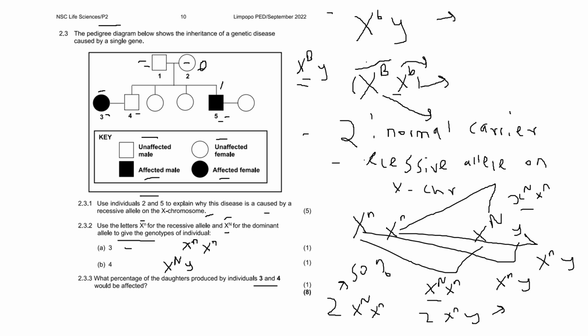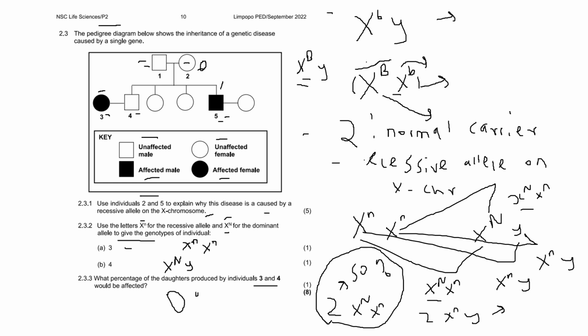The question was asking us what percentage of daughters produced by individuals 3 and 4 will be affected. All the girls which have been produced by 3 and 4 are normal. All of them are normal. So there will never be a girl who will have the condition. Only the boys will have the condition. So what percentage of the girls will have the condition? 0, because all the girls which have been formed are normal.